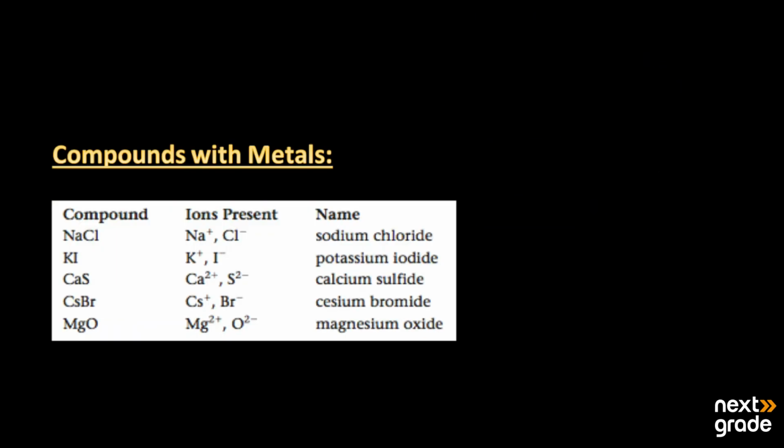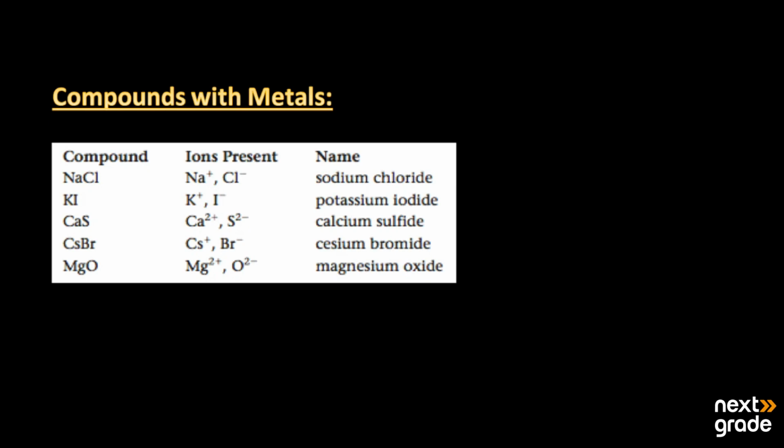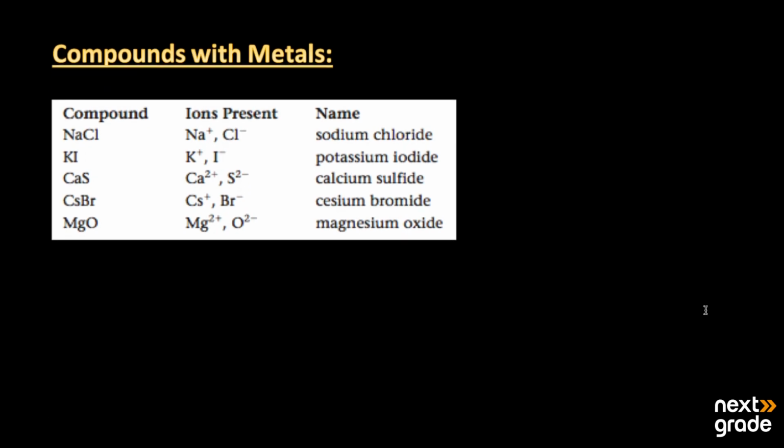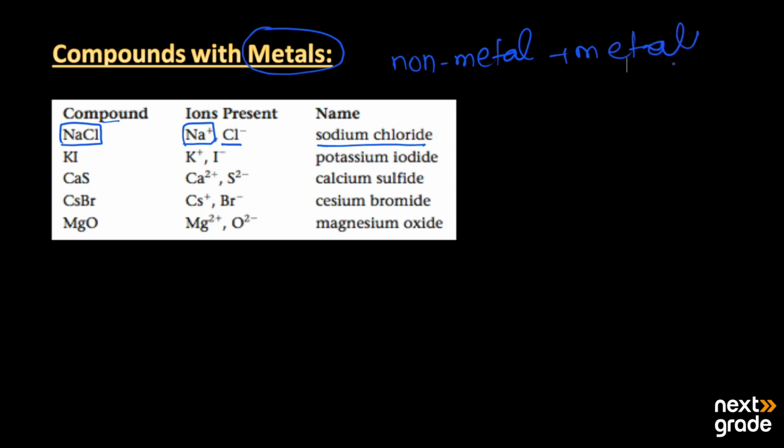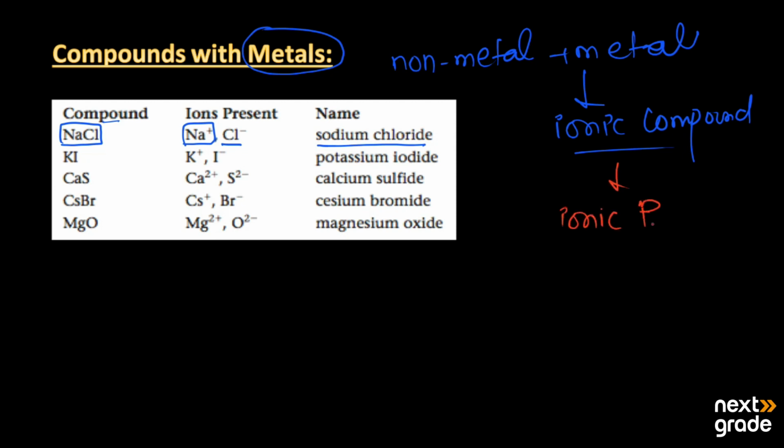Now here we have the compounds that non-metals easily form with metals. They make compounds with specific types of metals, like the first one, NaCl. It consists of two ions, in which sodium has a positive charge and chlorine has a negative charge, and the name of this compound is sodium chloride. When non-metals combine with metals, they produce compounds known as ionic compounds, and the bond that exists between them is called an ionic bond.